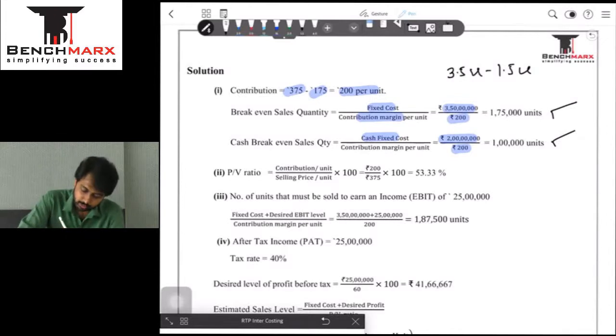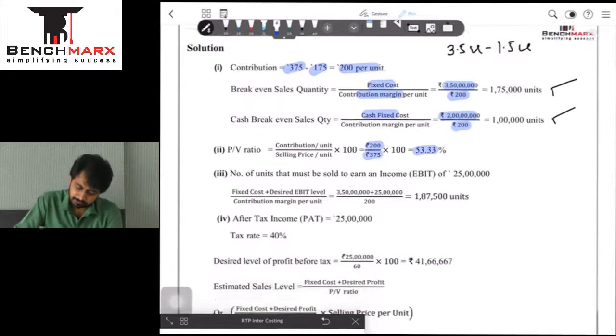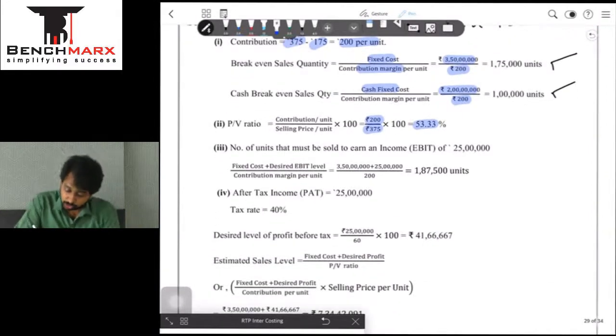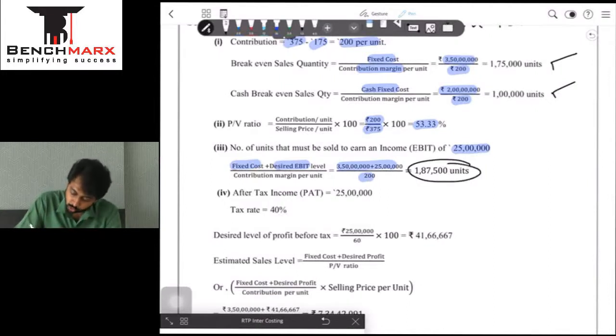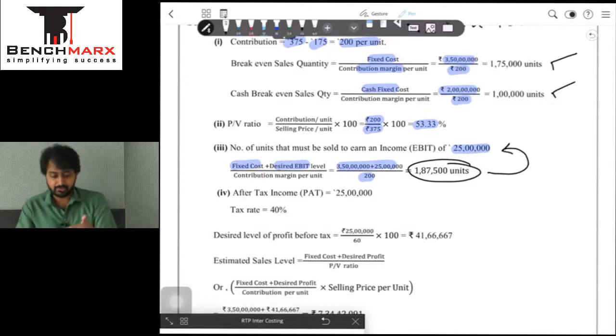PV ratio is contribution upon sales. Very simple. Contribution is known, sales is known. I get the PV ratio. Extremely simple. How much should we sell to earn 25 lakhs? Now the desired contribution is desired fixed cost plus desired profit. I'll get the desired contribution, and desired contribution upon contribution per unit will give me the answer of number of units to be sold to earn a profit of this much. If I divide by the PV ratio instead of contribution per unit, I'll get the sales rupees, that is break even point. Very simple. Okay.